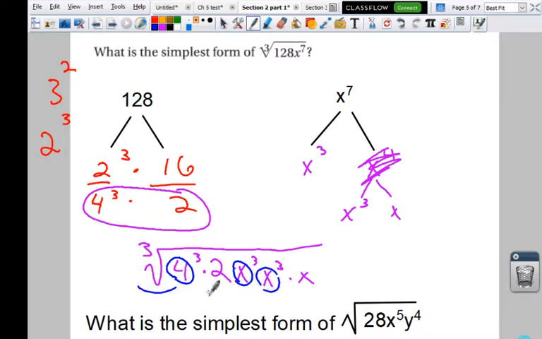Why are all of these getting kicked out? Because this has an exponent of 3, which is the same as my index. This has an exponent of 3, same as the index. This has an exponent of 3, same as the index. So that's the same as the index, you have to get rid of it. Yep, they get kicked out. They cancel out. They're opposites.